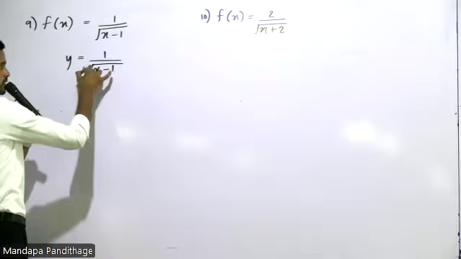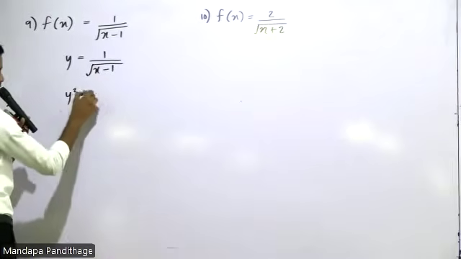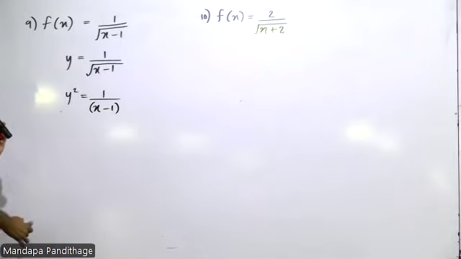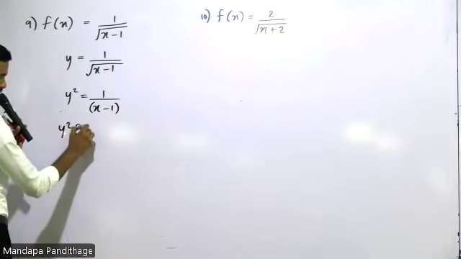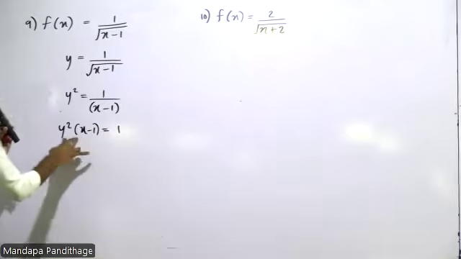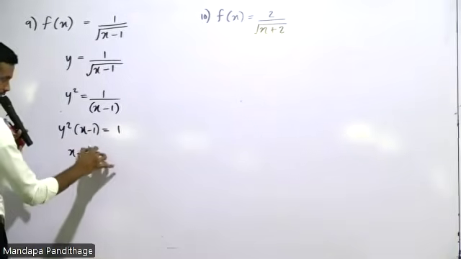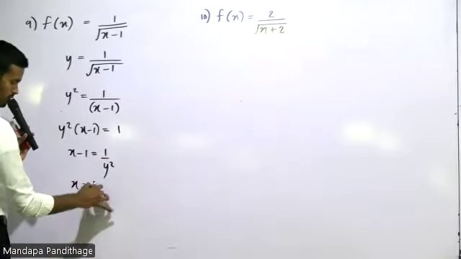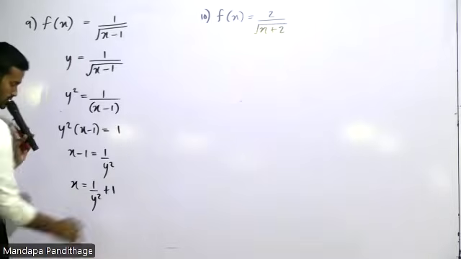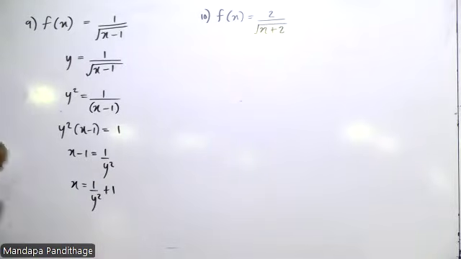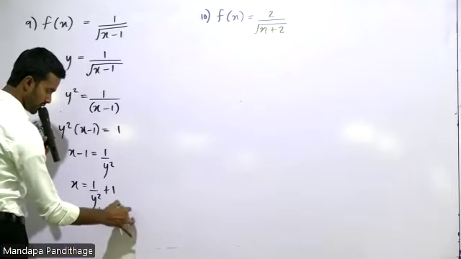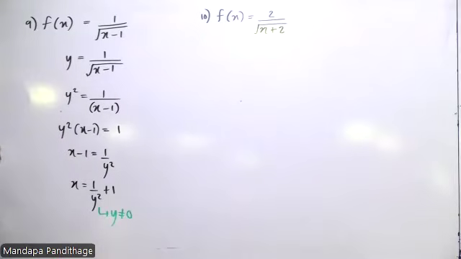Okay, so here, when you square this, y squared is equal to 1 over x minus 1. So y squared times x minus 1 is equal to 1. I need to subject x, no? So when you divide by y squared, it's 1 over y squared. x is equal to 1 over y squared plus 1. So this is what I get. Normally, how you write the range here is that y can't be equal to 0 because it's in the denominator. So y can't be equal to 0.